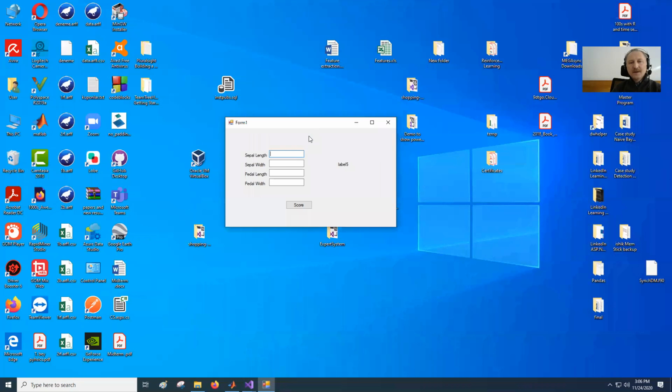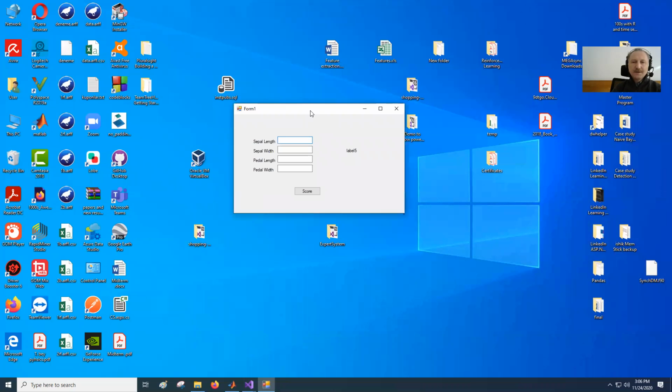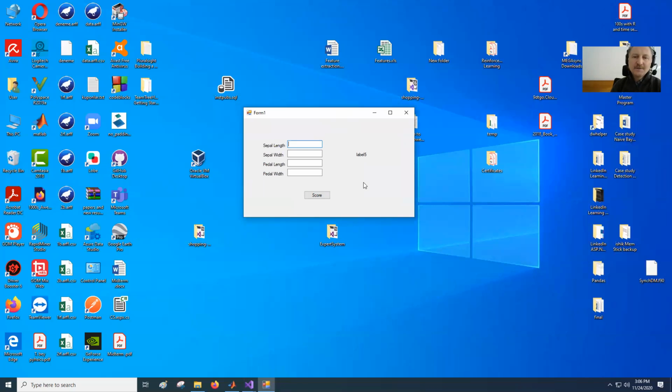For example, think you have one flower and you measure, you bought one Iris flower, and then you want to know its type. How can you know? You have two options. You can ask one expert who knows the properties of that flower, or you can ask this application. This application is an expert system.